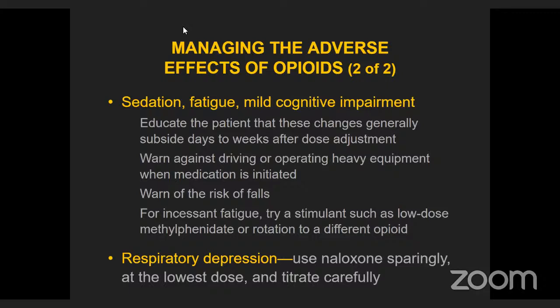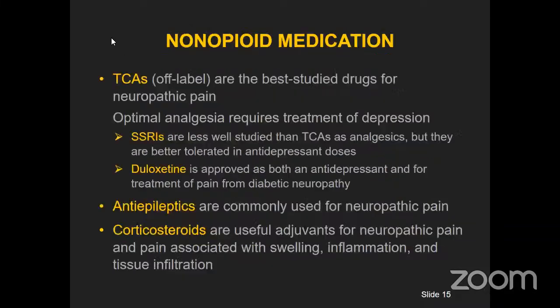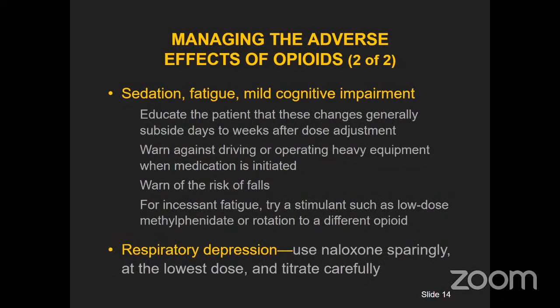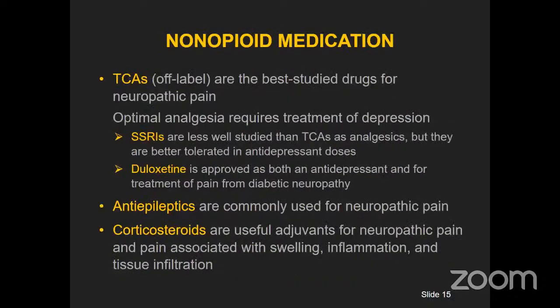Respiratory depression and titration: use naloxone sparingly and at the lowest dose and titrate carefully. So respiratory depression is a feared complication of opioid therapy. Older persons with history of lung dysfunction are at particular risk when opioid doses are increased too rapidly. So naloxone, an opioid receptor antagonist, can reverse the opioid-induced respiratory depression.